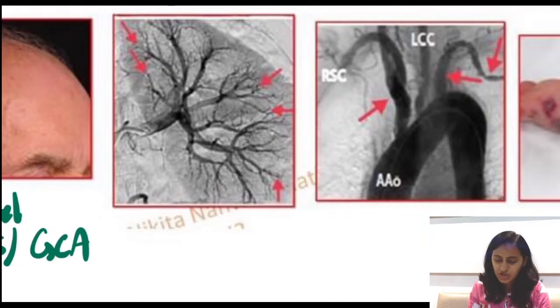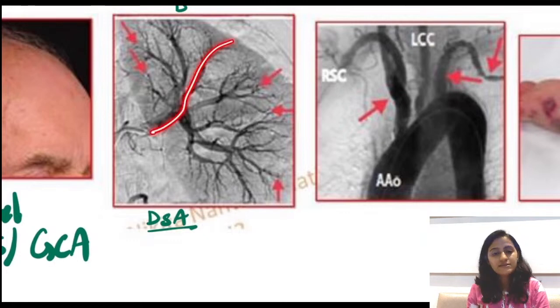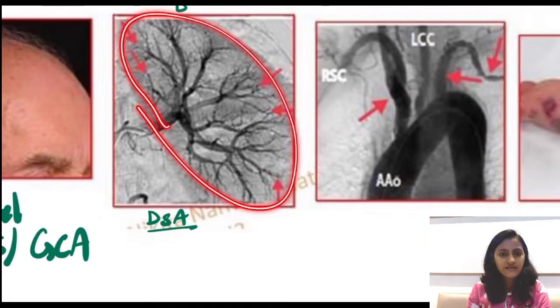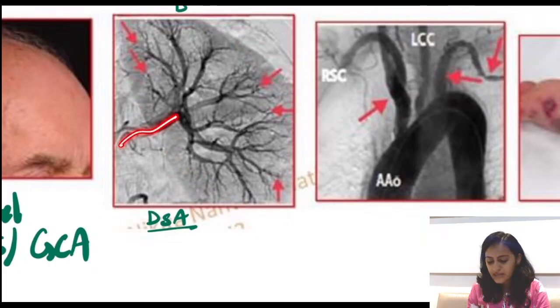So this investigation here is DSA. It's DSA where you see the black vessels. And what are you seeing in the DSA is the kidney basically. This is the renal artery.